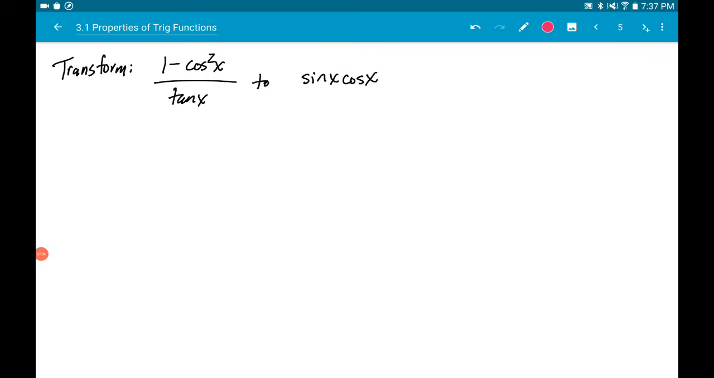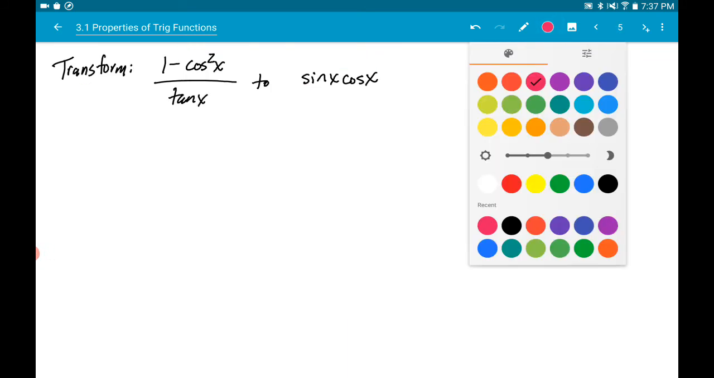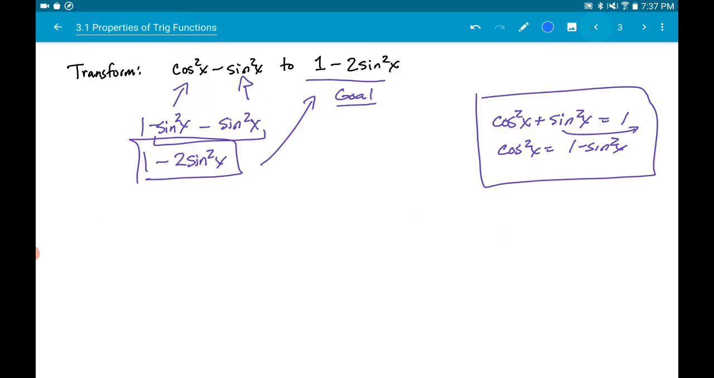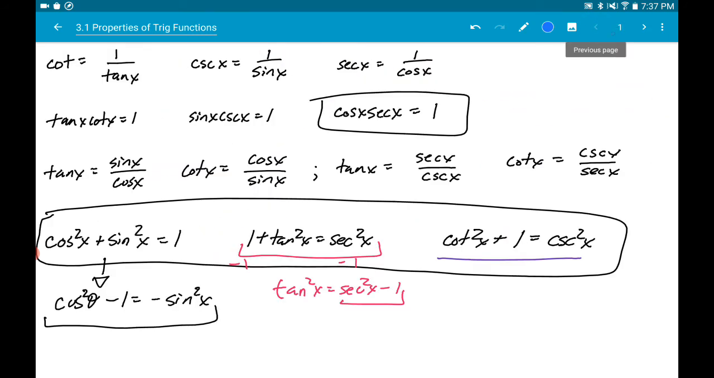All right, transform 1 minus cosine squared x over tangent x into sine cosine. All right. So a little trickier here. You have a couple options, but I will say anytime you see something with a square, sine squared, cosine squared, tangent squared, whatever you see, you want to be thinking about the Pythagorean identities. That's these guys that are in the box. You're only going to use those when you have a square term.